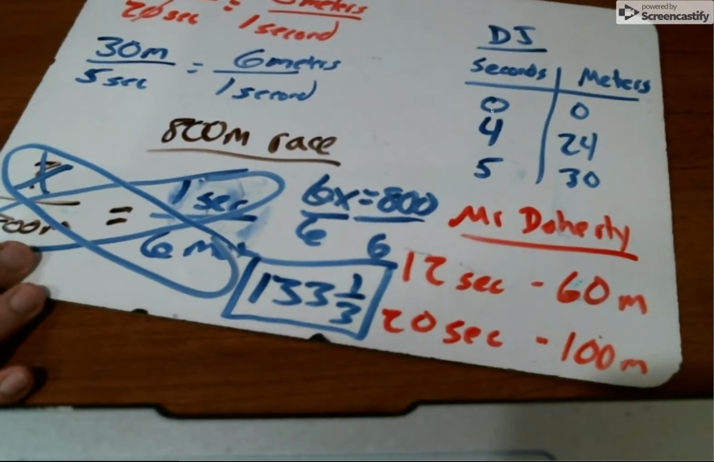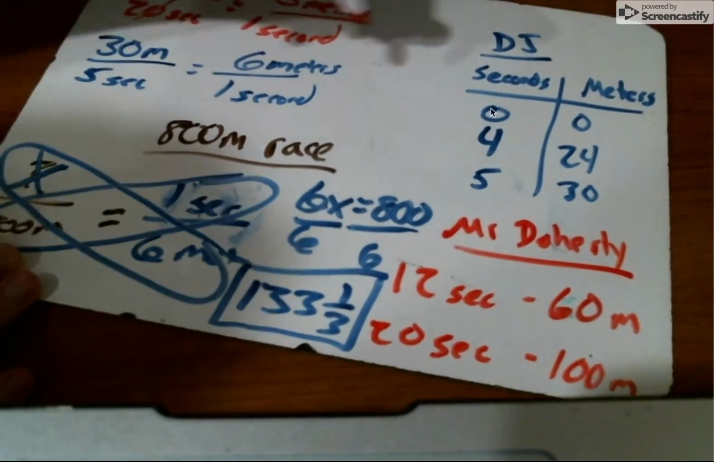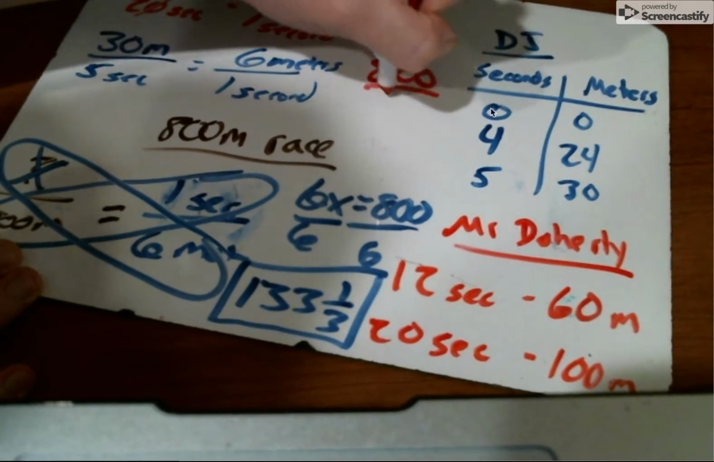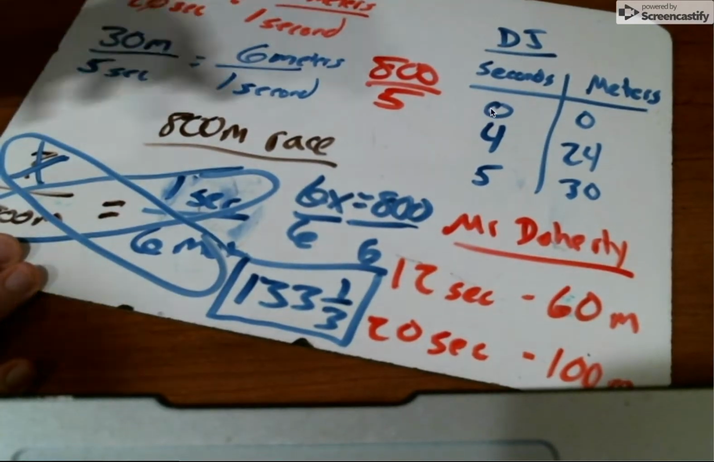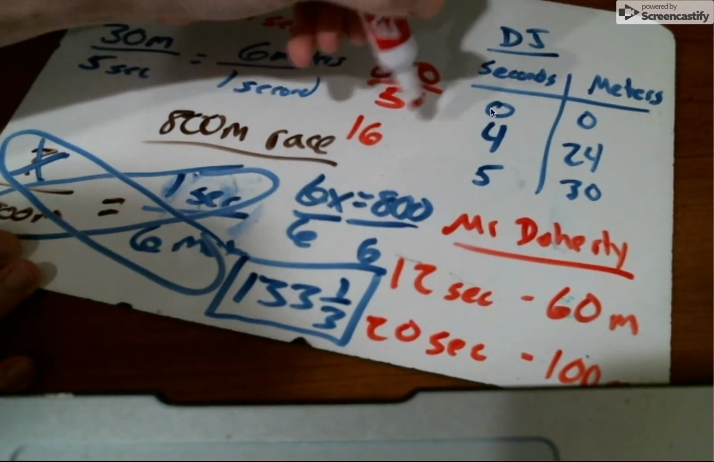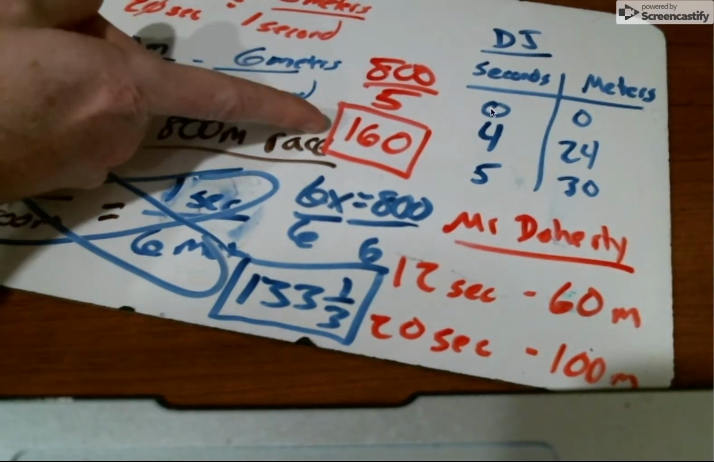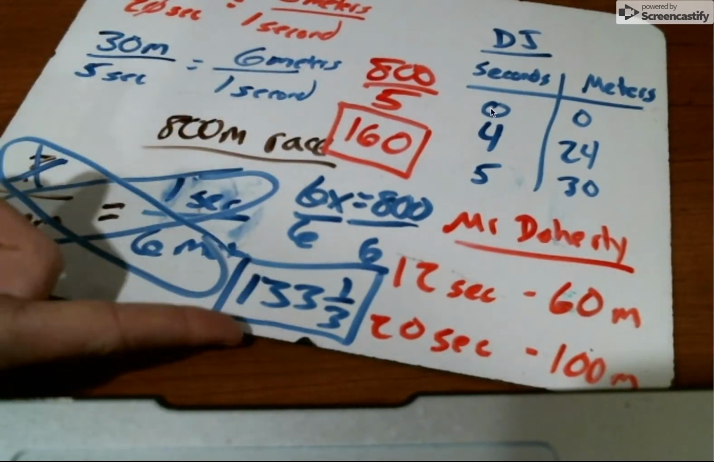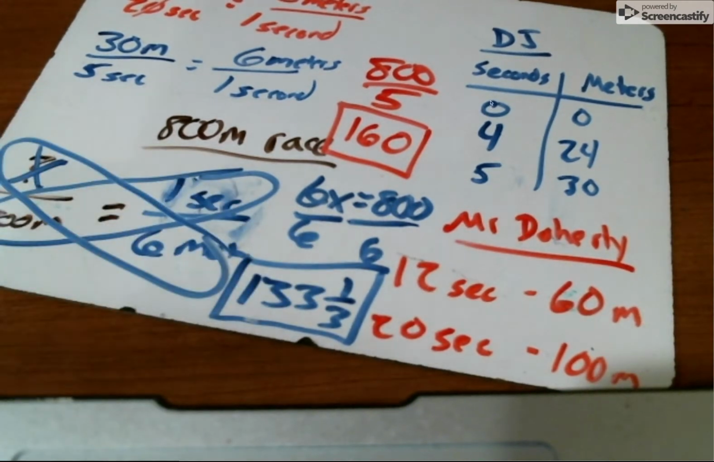And then for Mr. Doherty, remember we're going to take 800 meters, and this time we're going to have to divide by his 5 meters per second. And 800 divided by 5, 80 goes in a total of 16 times. So it's going to take Mr. Doherty 160 seconds. It's going to take DJ just a little over 133 1/3 seconds.